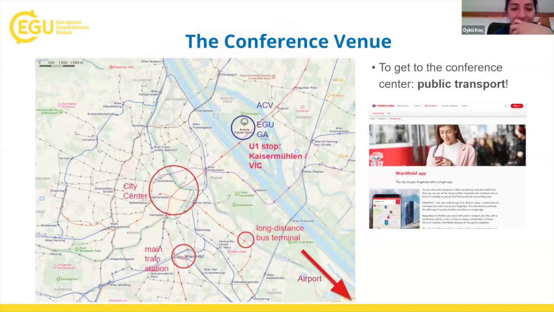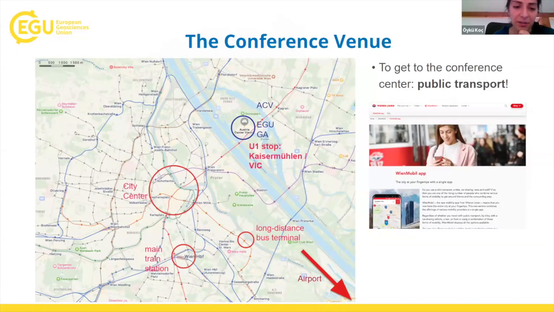If you're coming by plane, to reach the city center you can take one of these 3 options. You can either take the City Airport Train, the airport shuttle bus, or the Railjet. From the station where you arrive, you can take public transportation. The same goes for the train. If you're coming by train, you will arrive at the main train station. From there, you can take public transportation to reach your accommodation or the conference center, which is on the U1 metro line. Then you can get off at Kaisermühlen to reach ACV, where the conference center is.